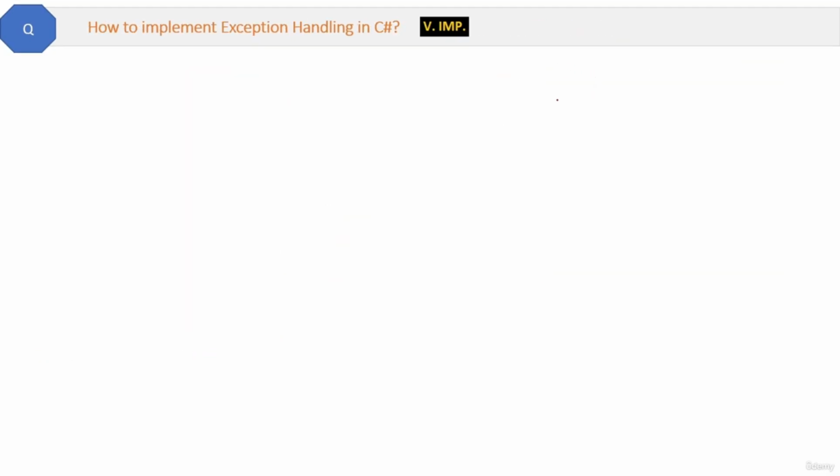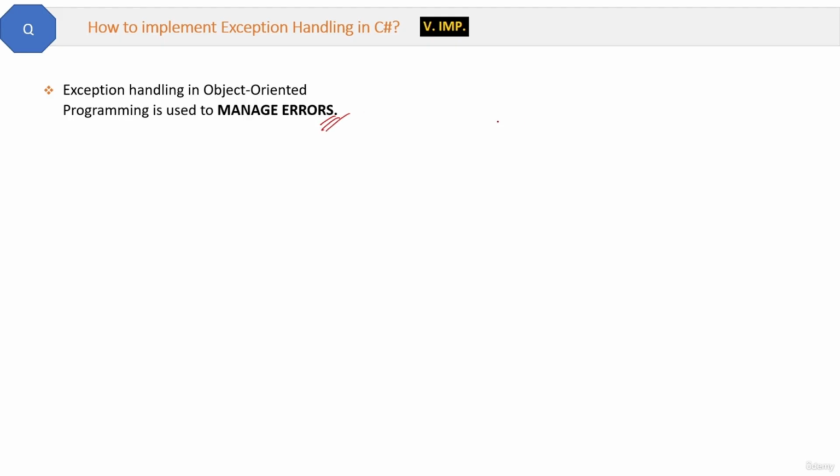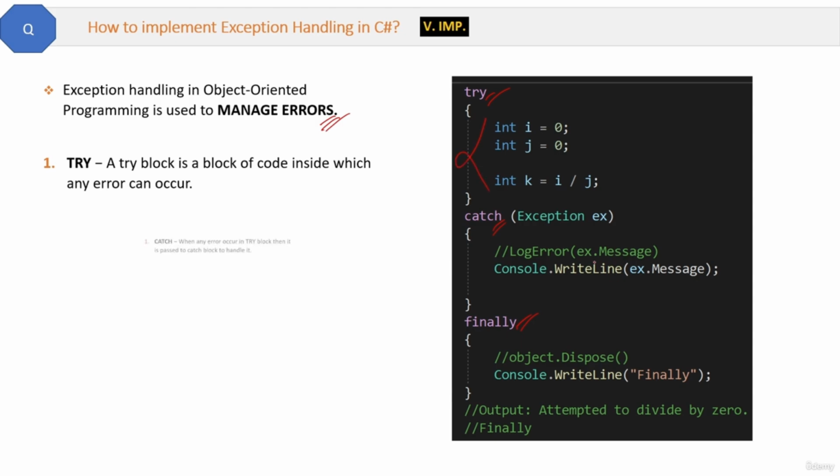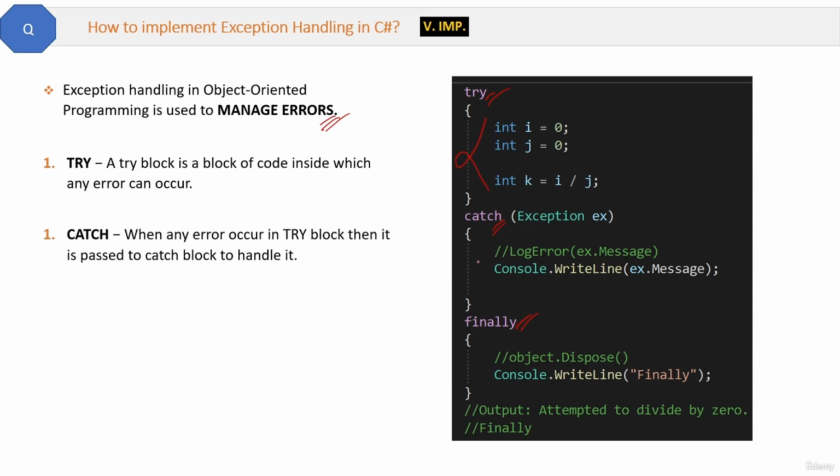How to implement exception handling in C#? Exception handling in object-oriented programming is used to manage errors. Here you can see the keywords try, catch and finally. A try block is a block of code inside which any error can occur. Now when any error occurs in the try block, it is passed to the catch block to handle it. In real applications, if there is any error in the try block, then inside the catch block we write the exception in the log files, so that later developers can see those log files and fix that error.